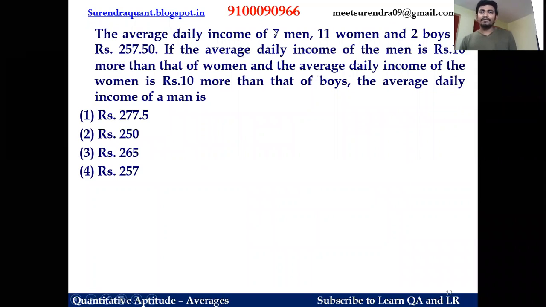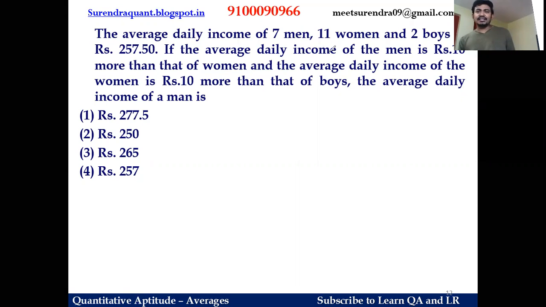So this is one of the very good questions from our collection, and of course this is a question that we put on the thumbnail, right? The average daily income of 7 men, 11 women, and 2 boys is 257.50. The average daily income of a man is 10 rupees more than a woman, and that of a woman is 10 rupees more than that of boys. What is the average daily income of a man?